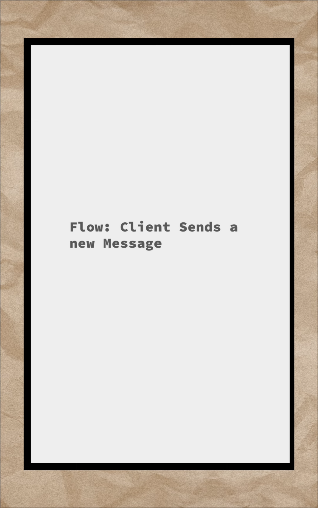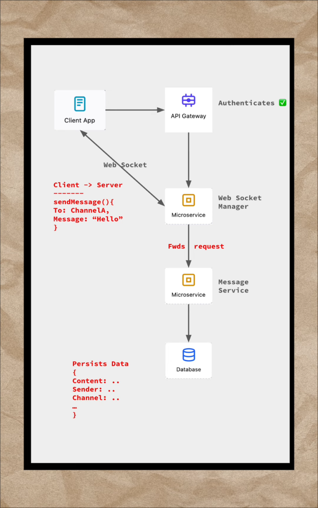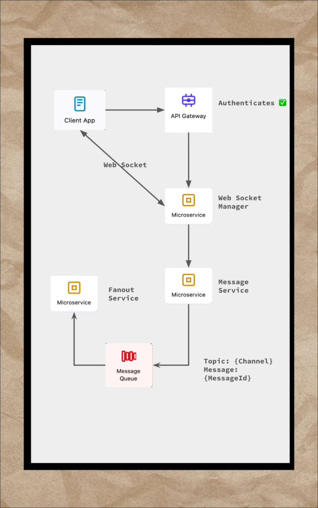Client wants to send a message. Flow 4. Client sends the message to the WebSocket manager. It forwards the request to the message service, which persists the data in the database and writes the message to the message queue under the topic, the channel ID, and it acknowledges the message to the client.